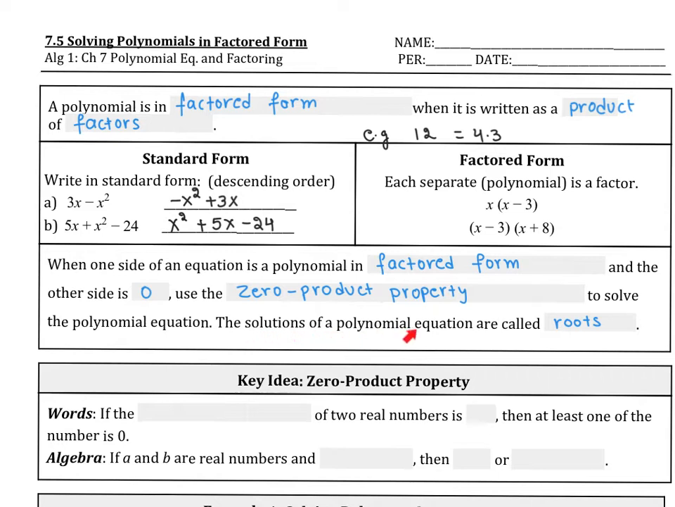The solutions of a polynomial equation are called roots. It means when you have this equal to 0, you can solve it for x, and those x values are called roots. Key idea for the zero product property: if the product of two real numbers is 0, then at least one of the numbers must be 0. For example, if a and b are real numbers and the product of a and b is 0, then either a is 0 or b is 0. That's why the product becomes 0.